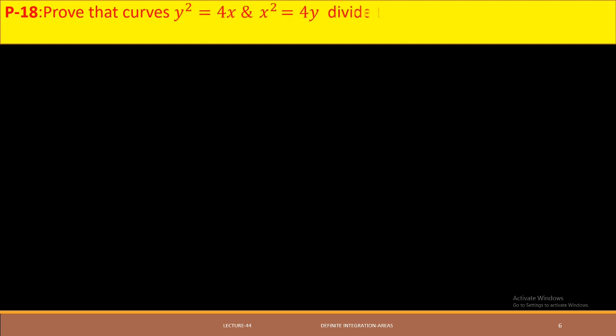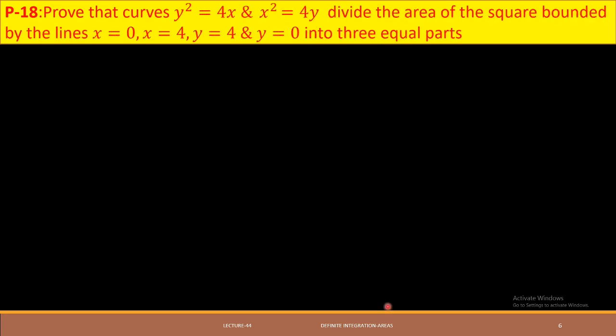Prove that the curves y square is equal to 4x and x square is equal to 4y divide the area of the square bounded by the lines x is equal to 0, x is equal to 4, y is equal to 4 and y is equal to 0 into 3 equal parts.